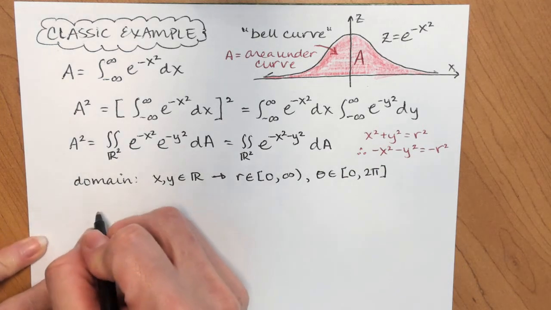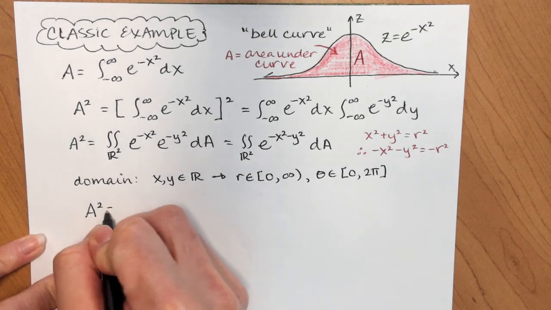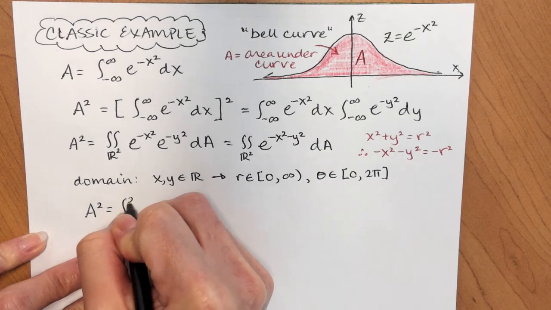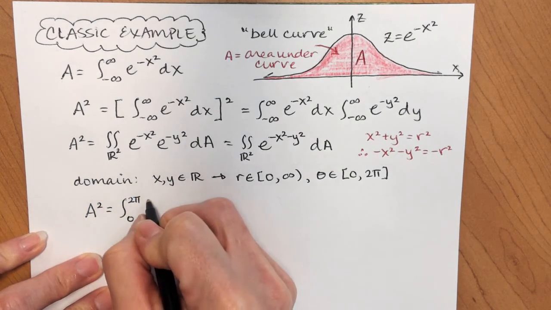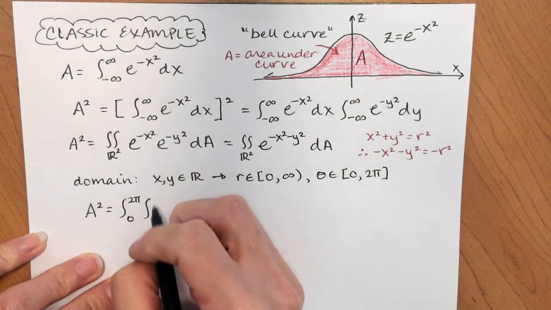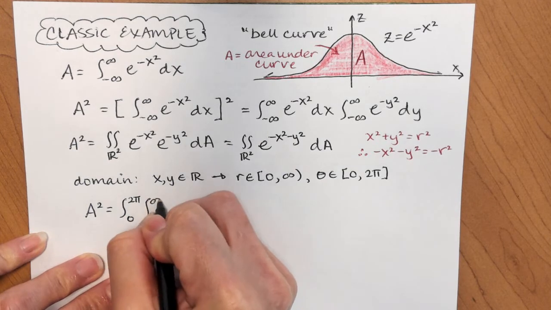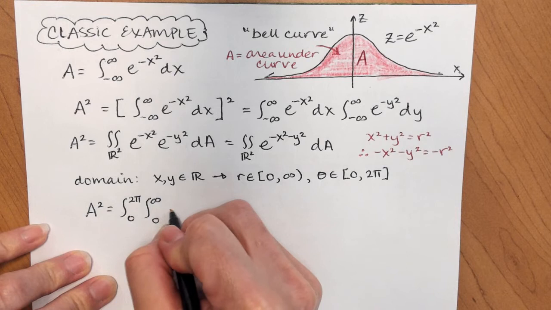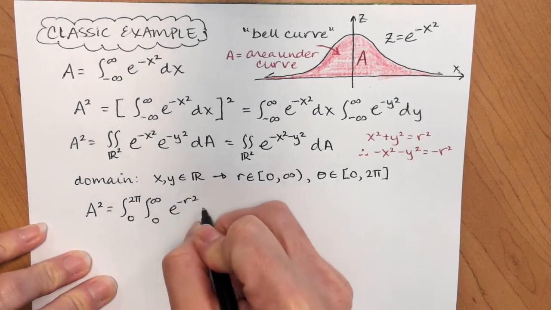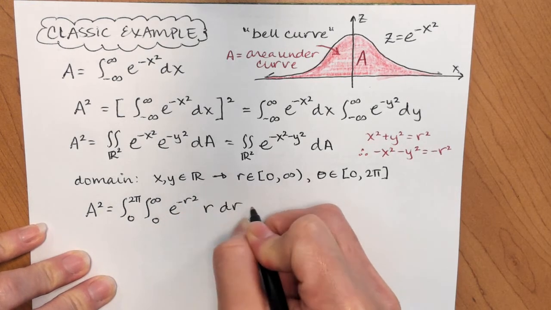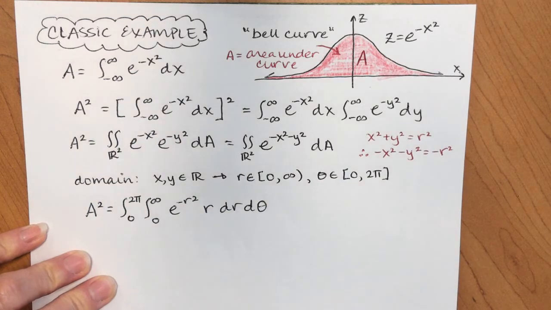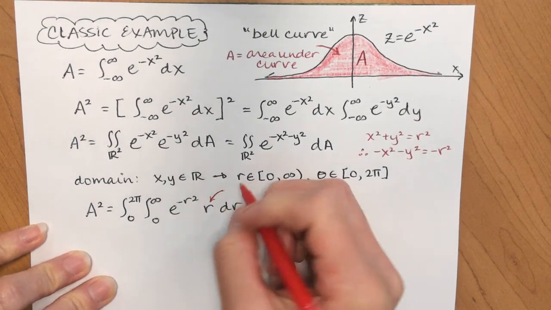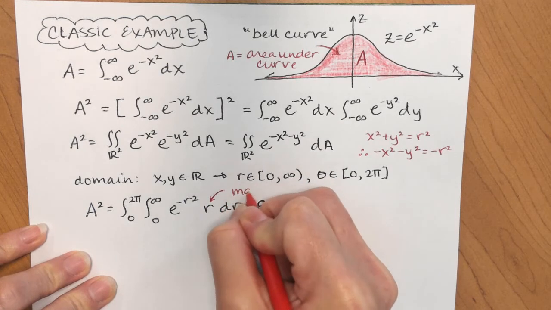So I'm going to say that A squared equals the integral from where theta is 0 to where theta is 2 pi times the integral where r is 0 to r is infinity of e to the negative r squared r dr d theta. Where did this other r come from? Don't forget, that's our magnification factor.